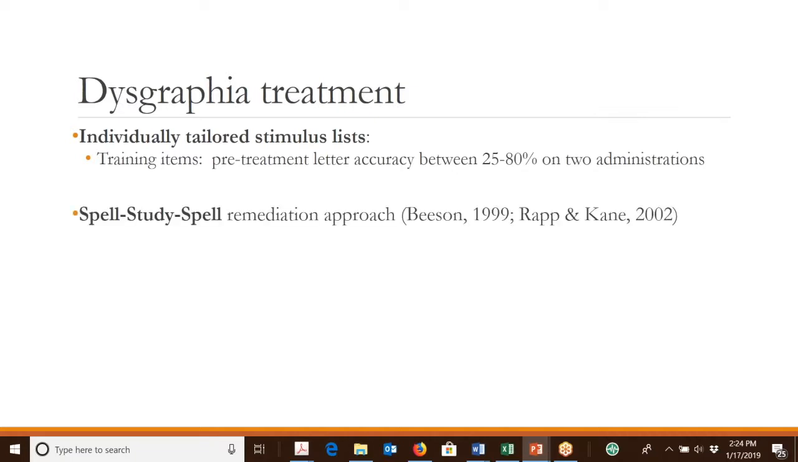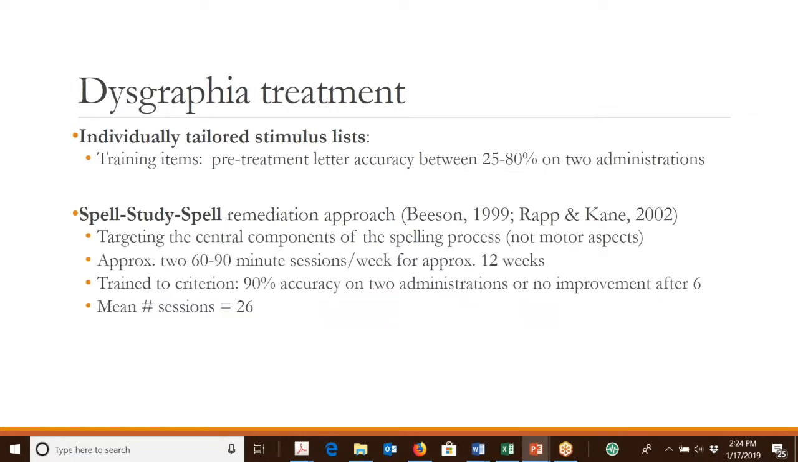The approach that we use is a spell-study-spell approach that's similar to what Beeson has used in a number of studies and we've used before. This approach targets the central components of the spelling process. Although individuals are writing words during the training, we're not targeting the motor aspects of writing. We're targeting the central components, which have to do with the storage and retrieval of the spellings of words and identifying the constituent letters in memory of the spellings of words.